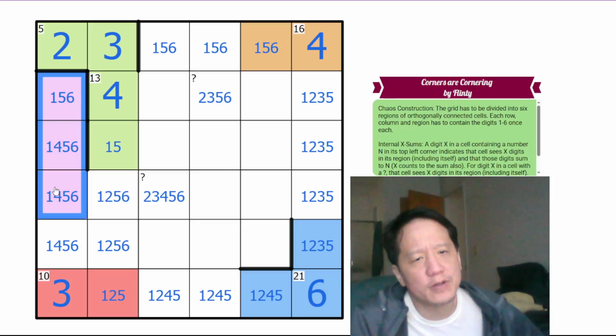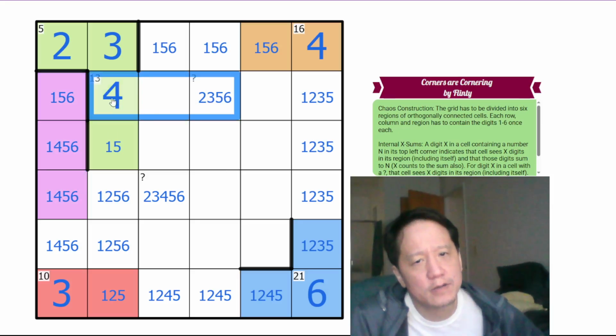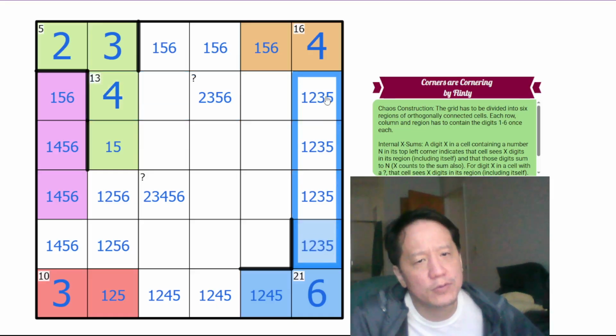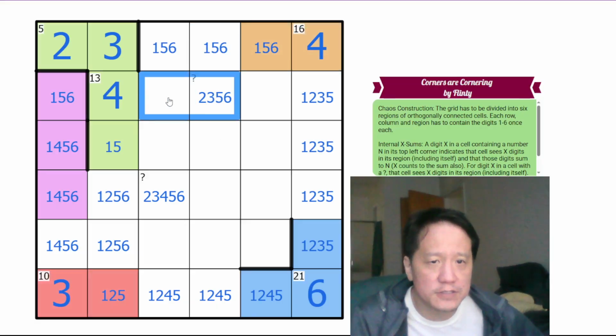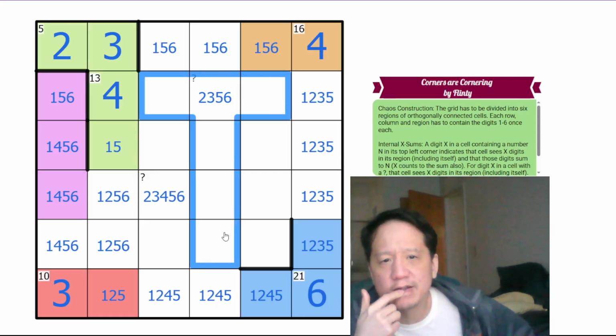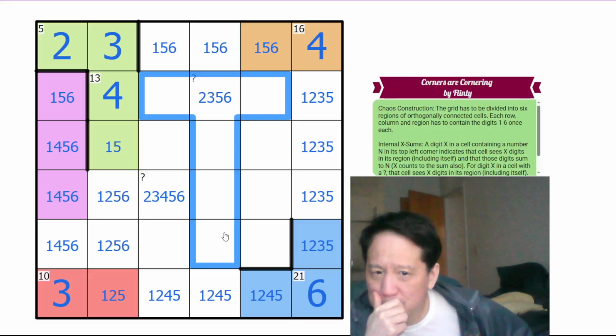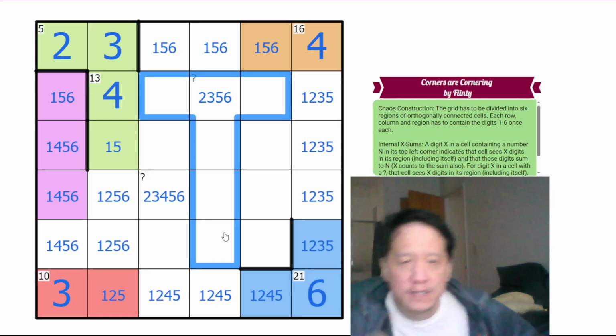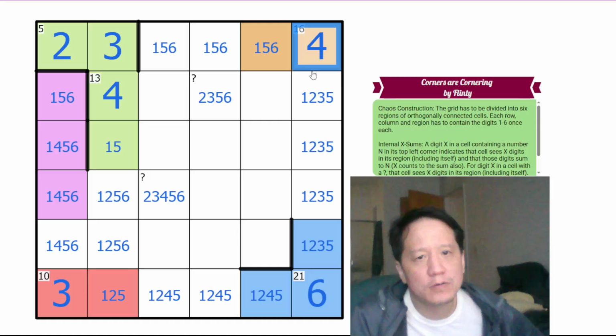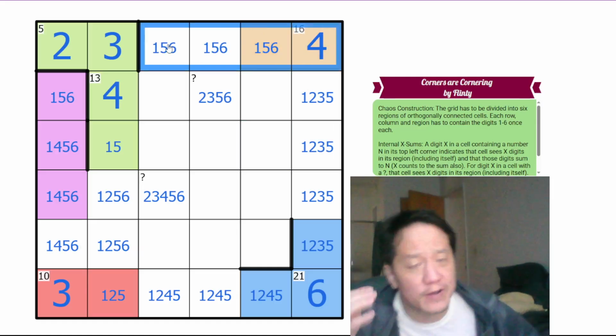Can't be part of pink. It can't be part of green. Can't be part of blue. Can't be part of red. If this is not part of orange, how does it see 6 here? Well, okay, no, it could do that. No, that doesn't really work. This sees 4. It could be all 4 that way.